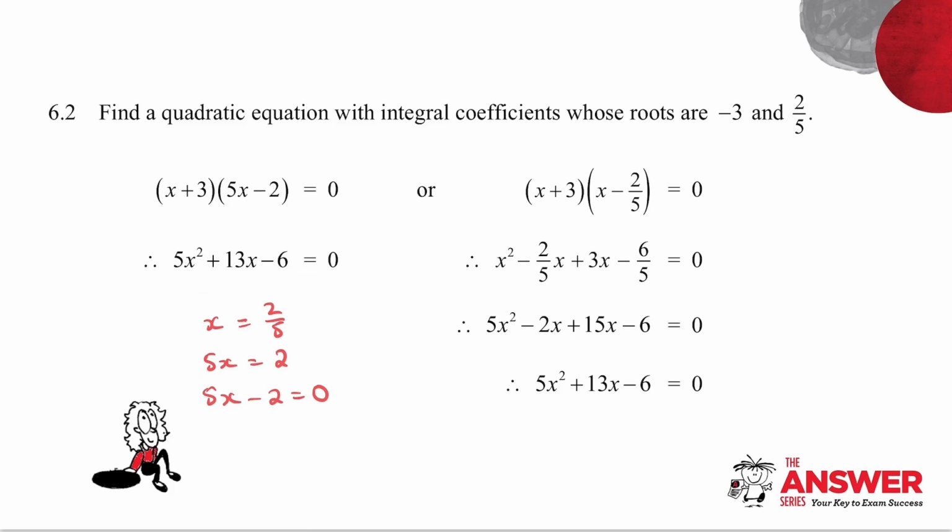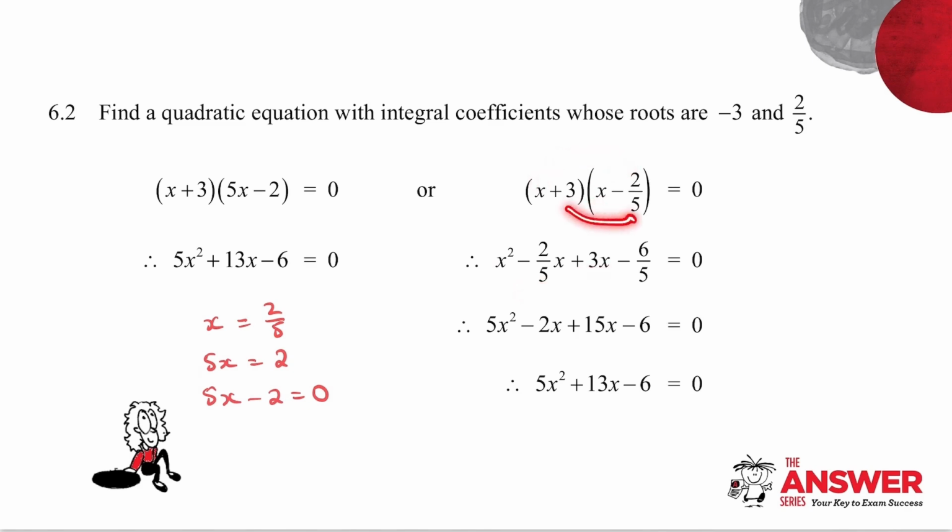integral coefficients. If you're not confident with doing it that way, I can do it slightly differently. The minus 3 obviously comes from a bracket with x plus 3, but the 2/5 must come from a bracket with x minus 2/5, because if x minus 2/5 equals 0, then x is equal to 2/5. Multiply these brackets together, and you get the following.